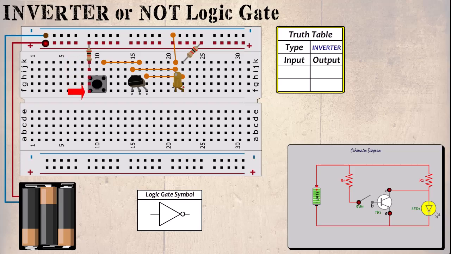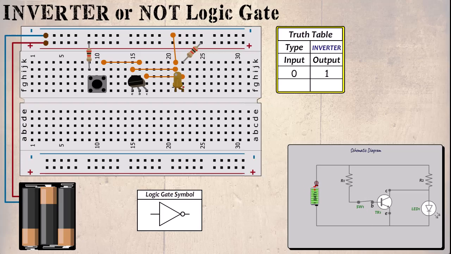It continues through R1 to the switch, and since this is in its off state, cannot flow any further. Meanwhile, the current continues through R2, then the LED to the negative rail, completing the circuit and the LED lights. At this point we could say that the input is 0 and the output is 1. Let's reset the circuit and close the switch.